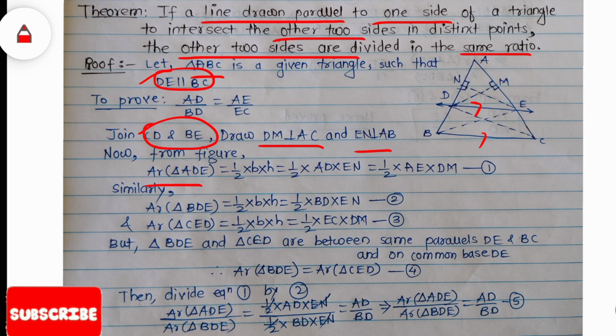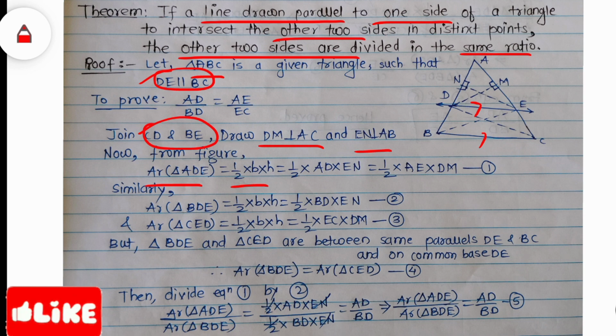Okay, so the area of triangle ADE can be written as half base into height, that we know. Now in this half base into height, what is the base? Base is AD. Base will be taken as AD for the triangle, and the height will be EN, that is a perpendicular drawn on the AD. Similarly, now the triangle is same, but there are two heights, or there are two perpendiculars or altitudes.